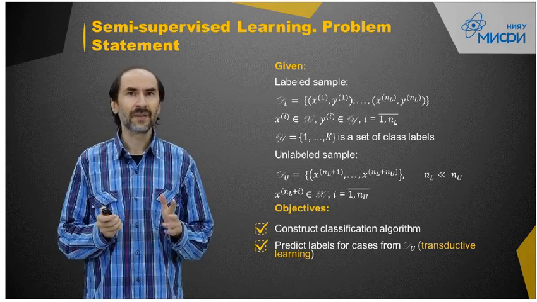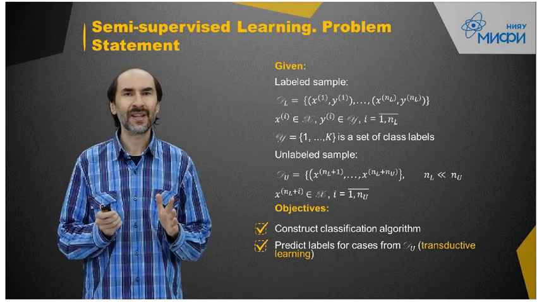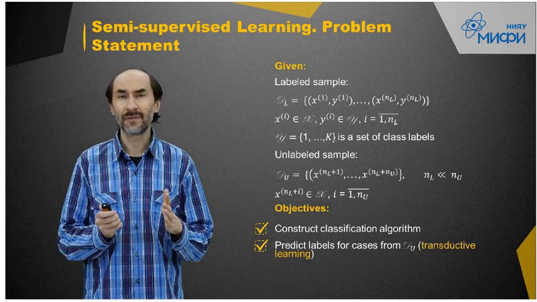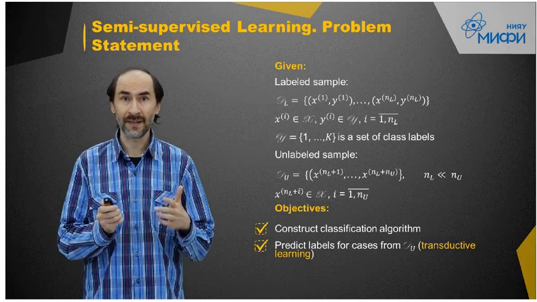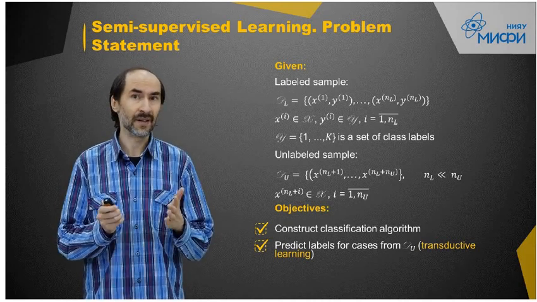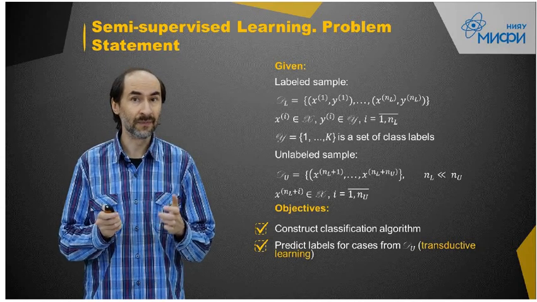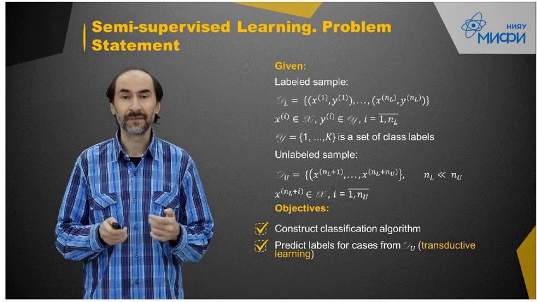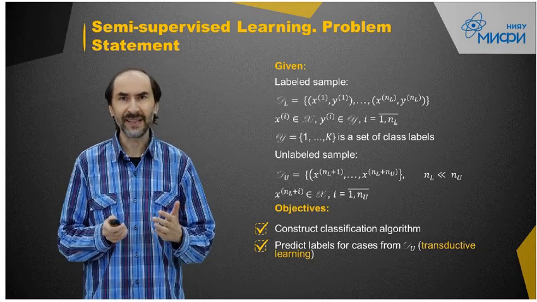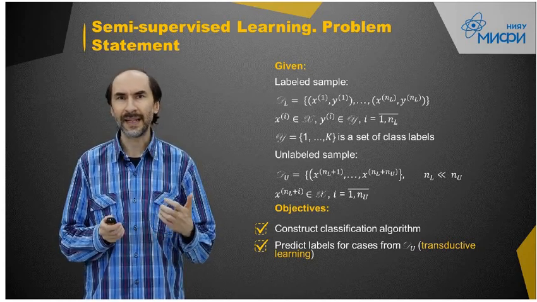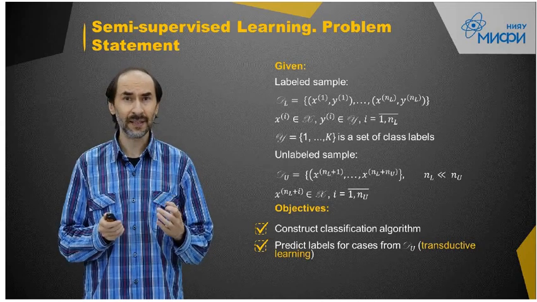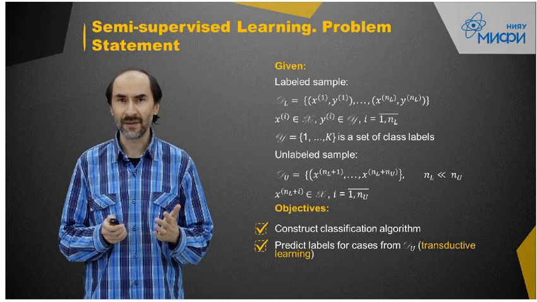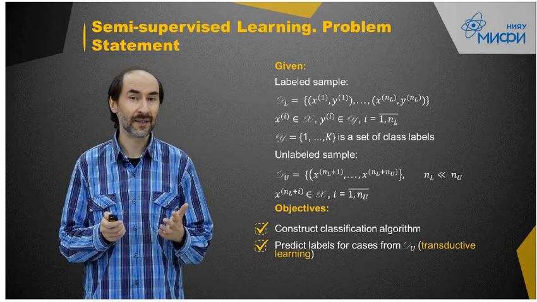The first is to construct a classification algorithm that can be used to predict class labels for other data that is not the data from D sub L, neither D sub U. It's really the same objective as in supervised learning. And the second objective is to predict the labels for instances from D sub U only. In this case, semi-supervised learning is called transductive learning.